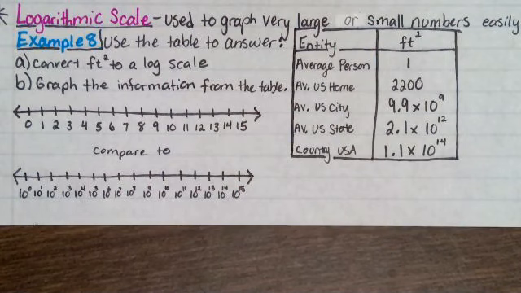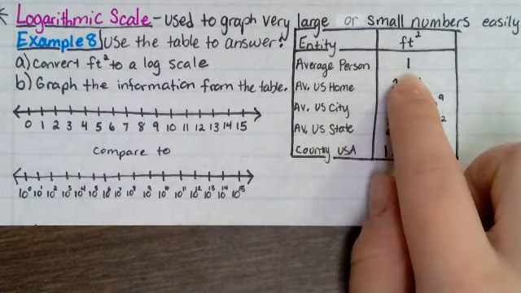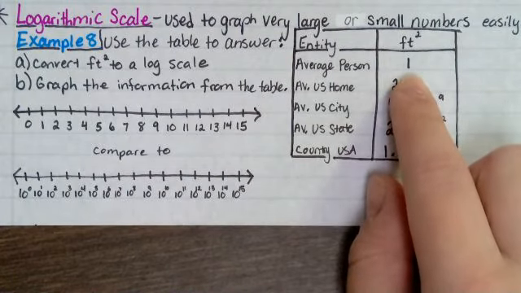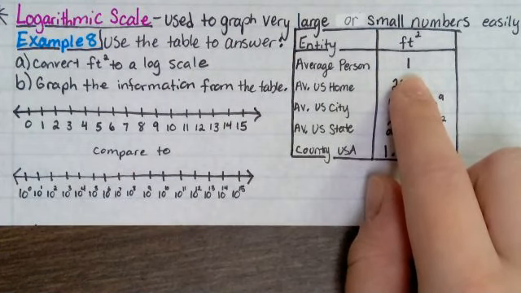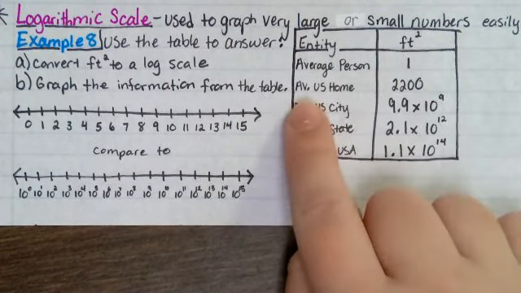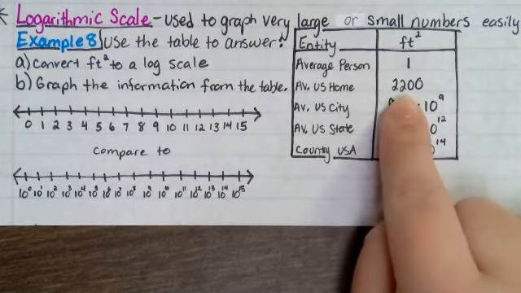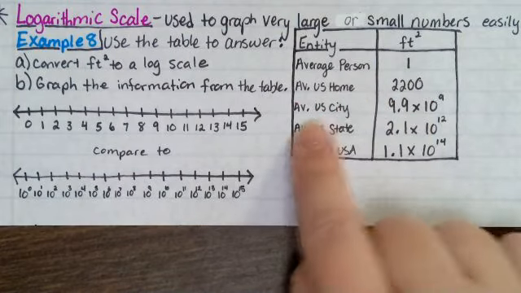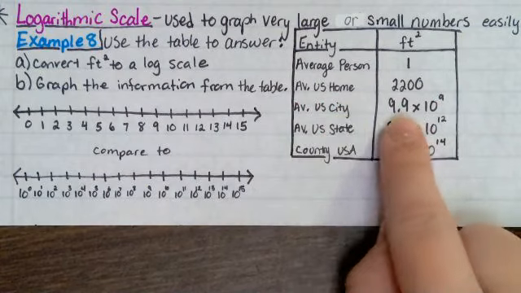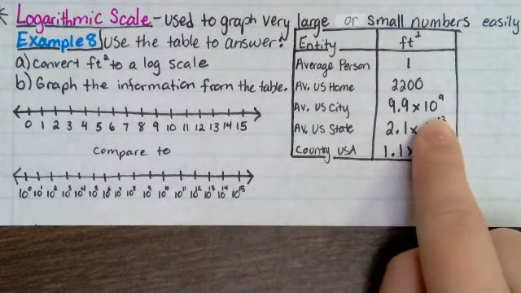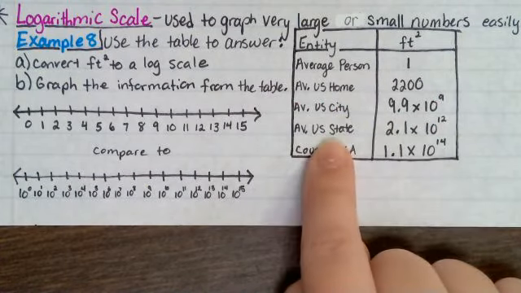So on this problem, what they're doing is finding the average amount of space that these different things occupy. The average person, they said, takes up 1 square foot, which might be kind of generous, but we'll see. The average U.S. home, about 2,200 square feet, average U.S. city, and then that's when it starts getting so large that they don't want to write the whole number out, so they're using scientific notation, average U.S. state, and then the country as a whole.